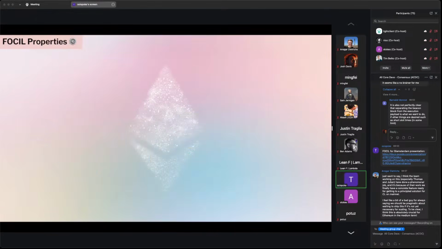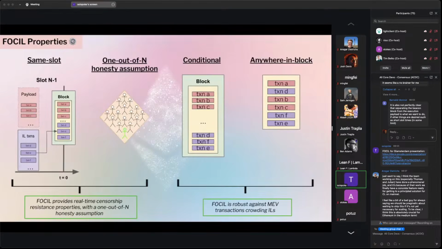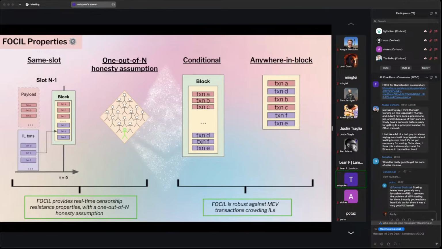I want to briefly talk about some Fossil properties. The first one is that the inclusion list and the payload can be built in parallel, during the same slot, which is sort of nice. And they only need to be merged towards the end of the slot. And that provides real-time censorship resistance, which is one thing we like.